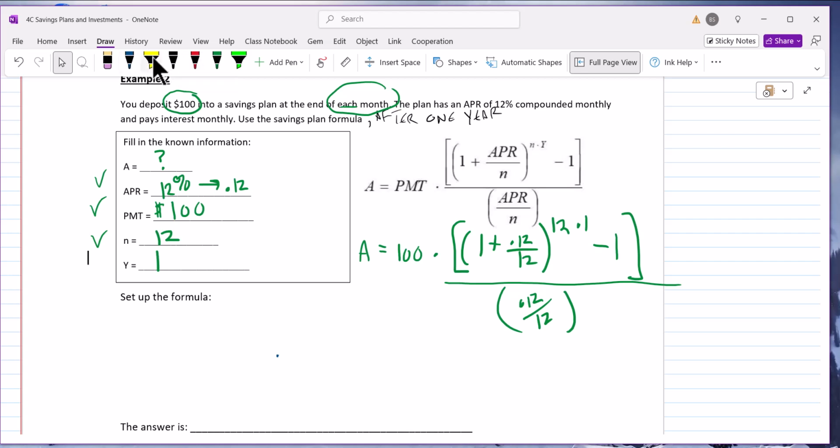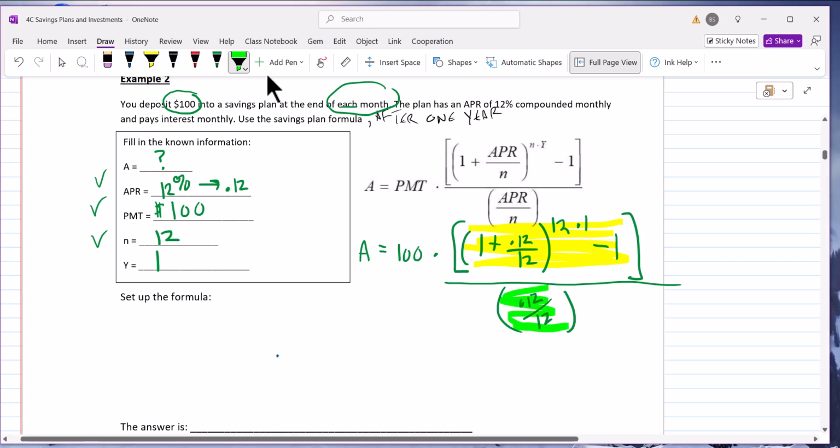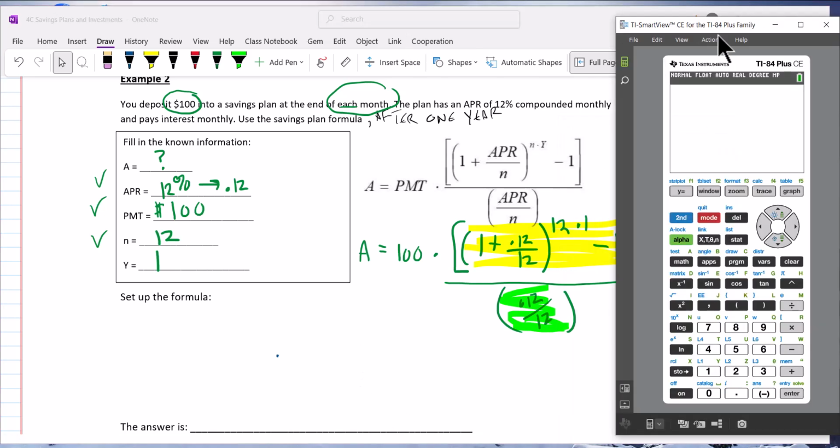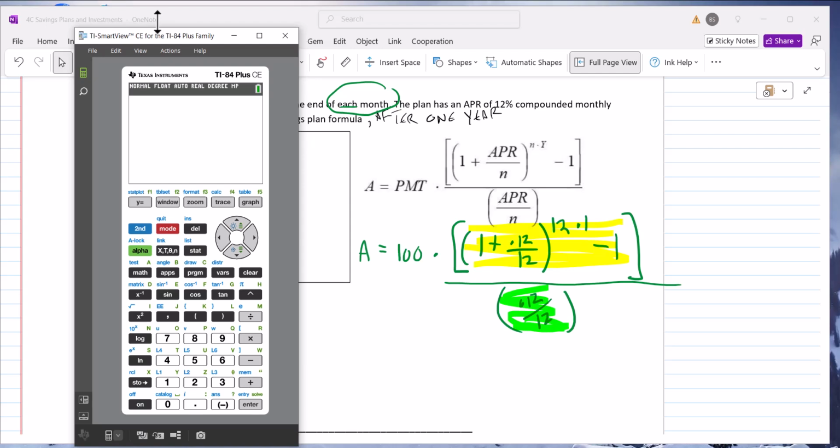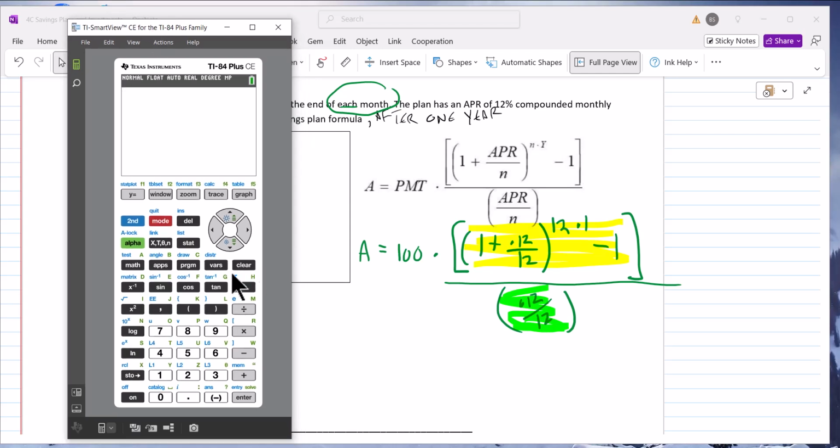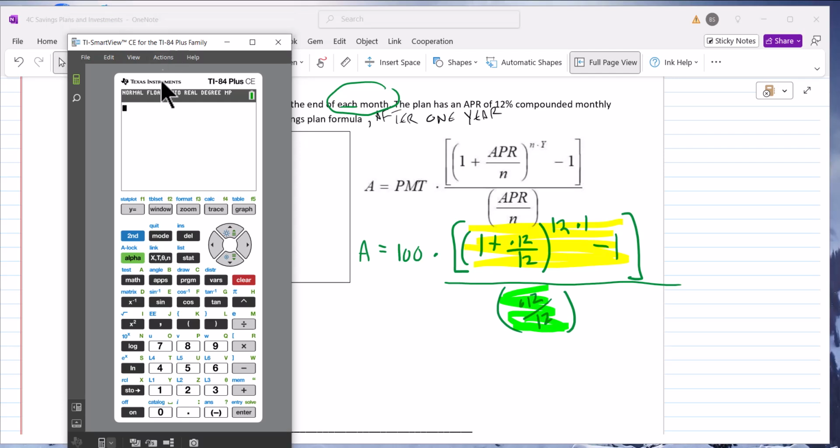What I'm going to show you is how to do this on your calculator. It's hard to put this in one step for most students, so we're going to do those two parts separately on our calculator. I'll pull up my calculator, and this is what you can do. If you get to a point where you understand how to put it in one step, you can, but I'm going to recommend you just do these parts right here.